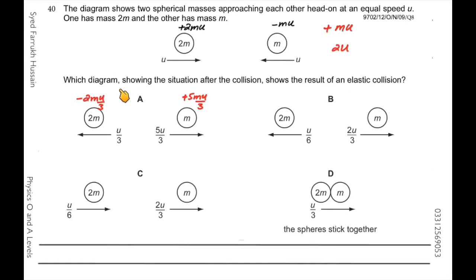So if you add these two momentums to find out the total momentum of the system after collision, you will get mu, which is actually condition 1. So condition 1 is satisfied.